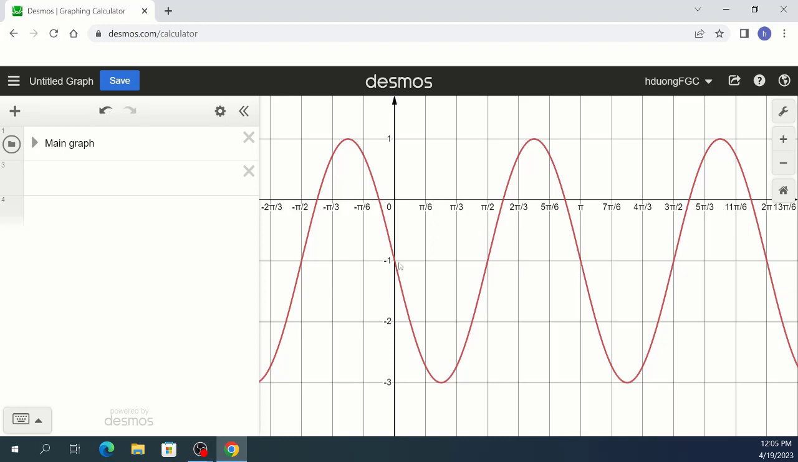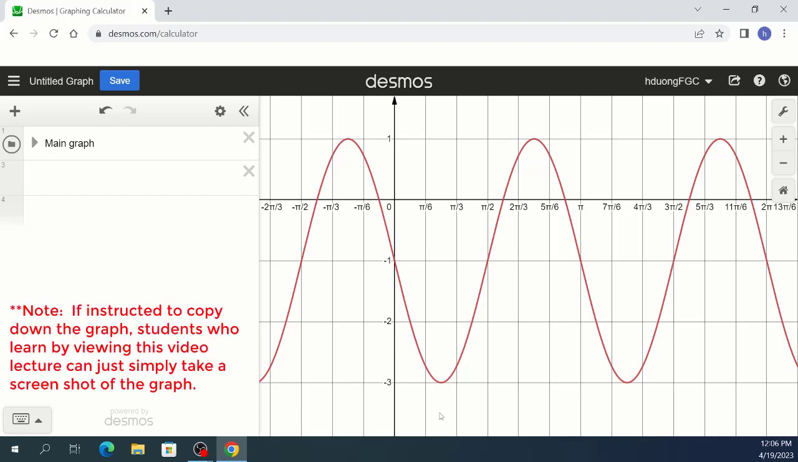The center line is -1, so it hits up to 1 and it hits down to -3. So we got an amplitude being about 2, right? So those are some of the key points that can catch your attention so that you can draw the correct graph. Okay, so go ahead and make a copy of that in your notes.